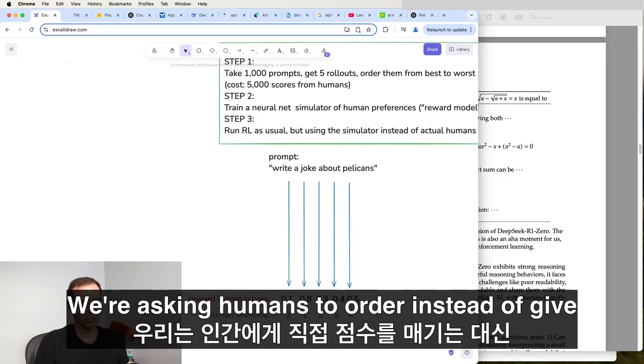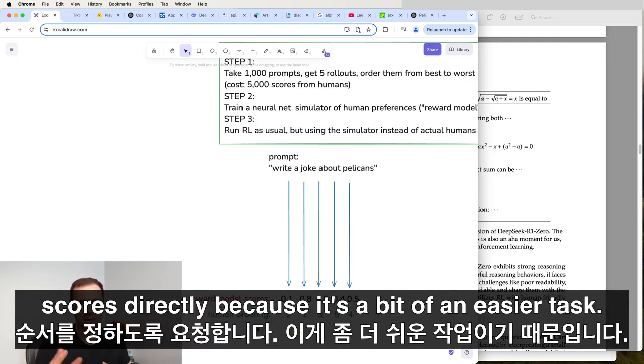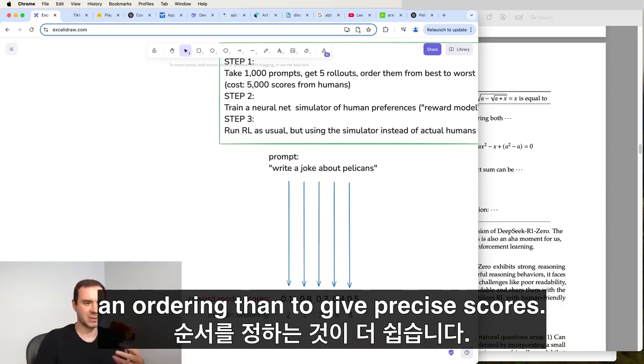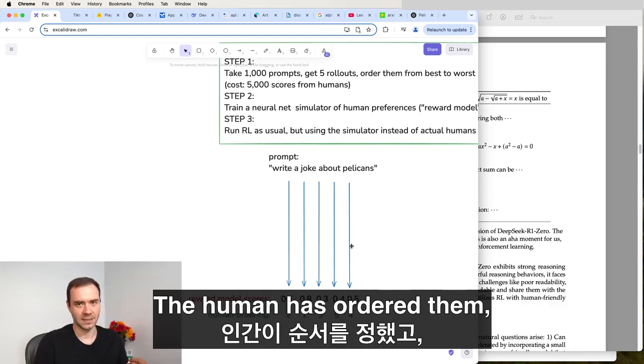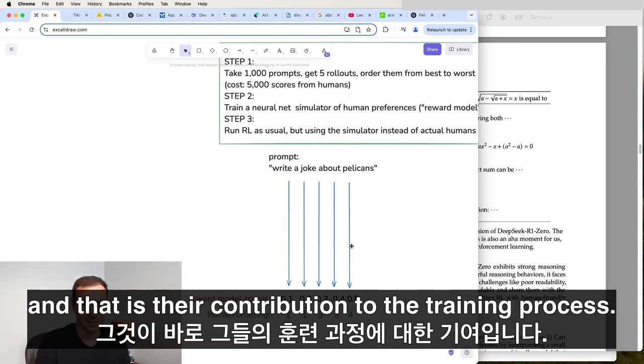We're asking humans to order instead of give scores directly because it's a bit of an easier task. It's easier for a human to give an ordering than to give precise scores. Now, that is the supervision for the model. The human has ordered them, and that is their contribution to the training process.